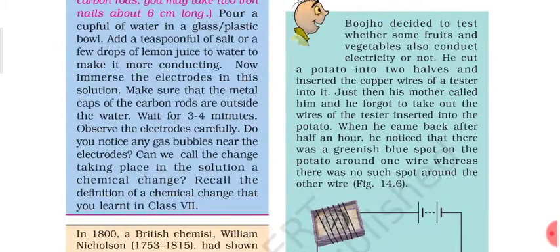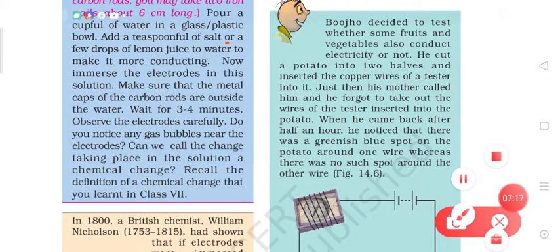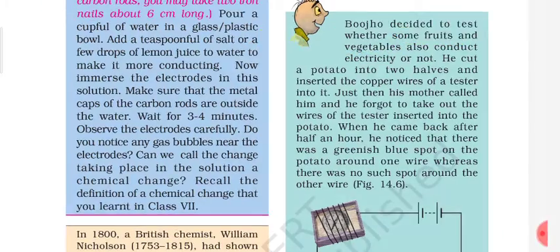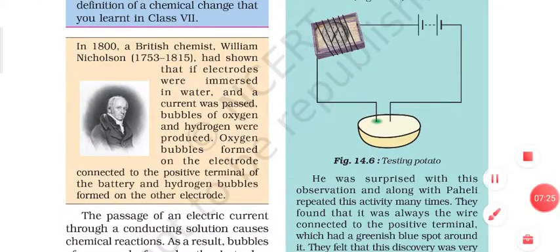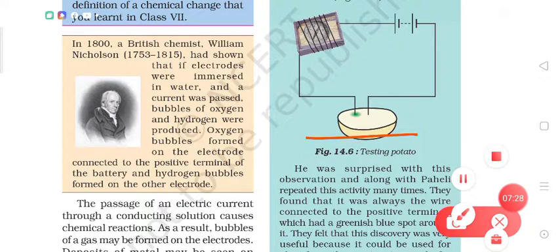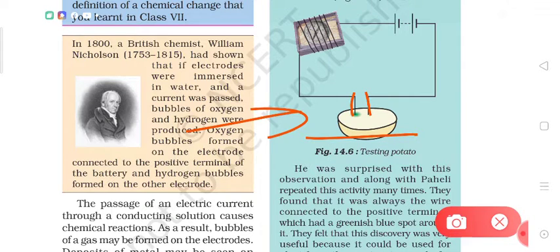Now something very interesting is given here. Dear students, what happened once Bujo tried to test the conductivity of certain fruits and vegetables. So what he did, he took a potato, cut it into two pieces, and in one of the pieces of potato he inserted two ends of the tester, two wires of the tester, right? Now his mother calls him and he forgets that he has done this, right? So when he returns after half an hour, he sees that after half an hour there is a greenish spot on the potato around one of the wires.